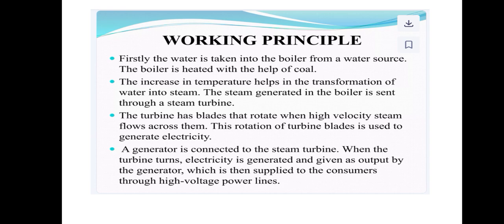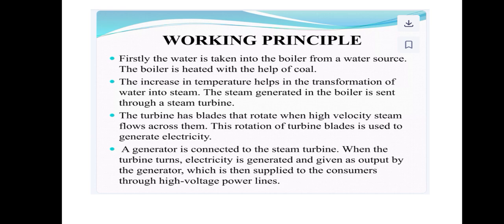Working principle. Firstly, the water is taken into the boiler from a water source. The boiler is heated with the help of coal. The increase in temperature helps in the transformation of water into steam. The steam generated in the boiler is sent through a steam turbine. The turbine has blades that rotate when high velocity steam flows across them. This rotation of turbine blades is used to generate electricity.